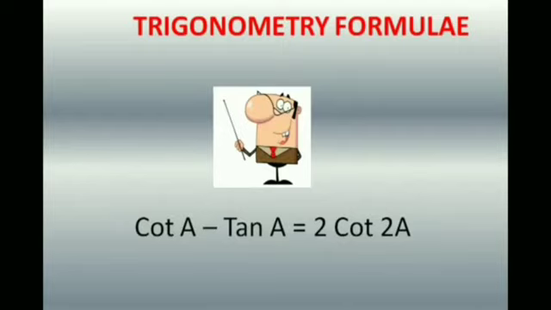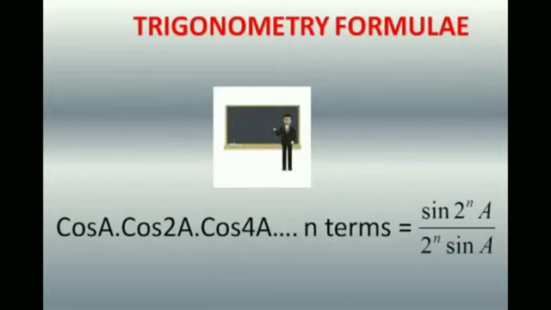Now a very important formula which is going to help you in multiple and submultiple angle problems where a product is there: cos a into cos 2a into cos 4a into cos 8a, like that, where the cos double angle formula is there. To n terms, the formula is sin(2 to the power n into a) by (2 to the power n into sin a). You must remember this.